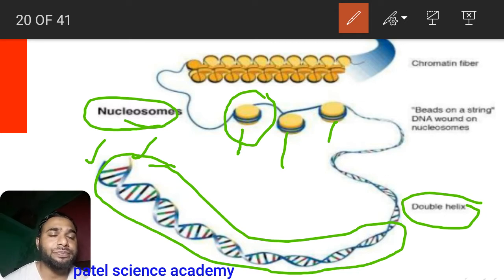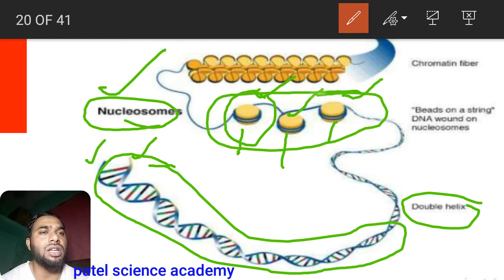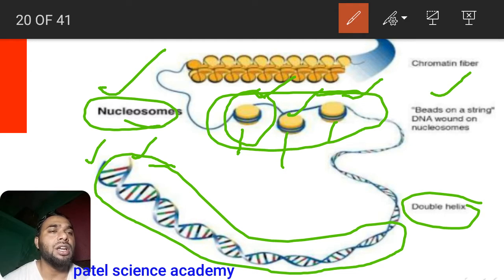This is the eight-molecule structure of the histone protein, which is called the octamer, plus DNA. So it is always known as a nucleosome. This is one nucleosome, this is another nucleosome, this is one more nucleosome. So this structure assumes this shape, and it looks like beads on a string, in which DNA is wound around the nucleosome.